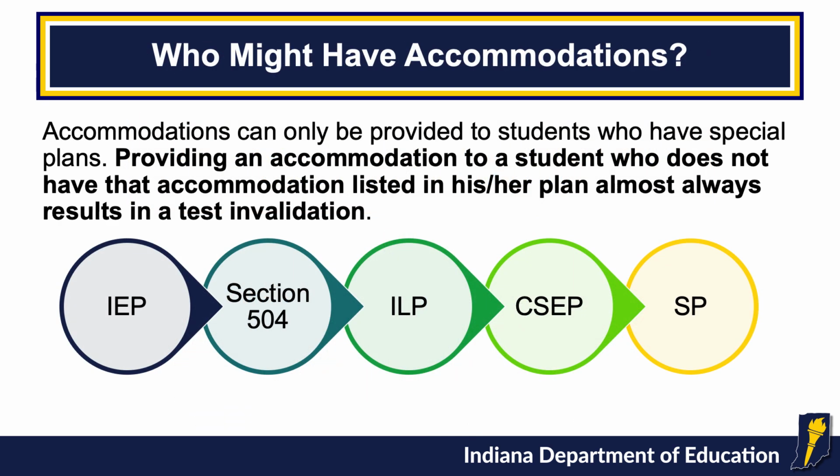Accommodations can only be provided to students who have special plans. Providing an accommodation to a student who does not have that accommodation listed in his or her plan almost always results in a test invalidation. The special plans that provide accommodations for students are Individual Education Plans, IEPs, Section 504 plans, Individual Language Plans, ILPs, Choice Special Education Plans, CSEPs, or Service Plans, SPs. Public districts provide services to special education students attending accredited non-public schools.